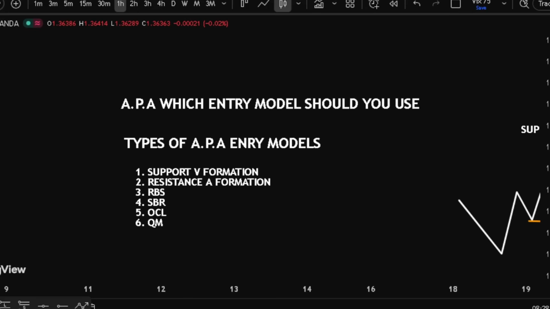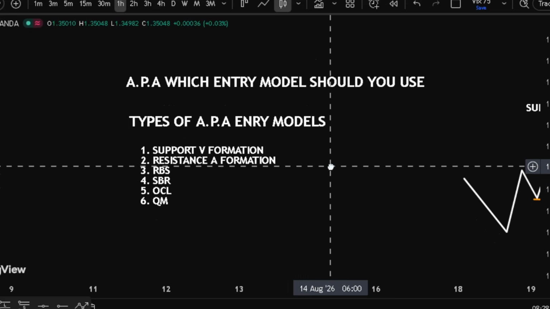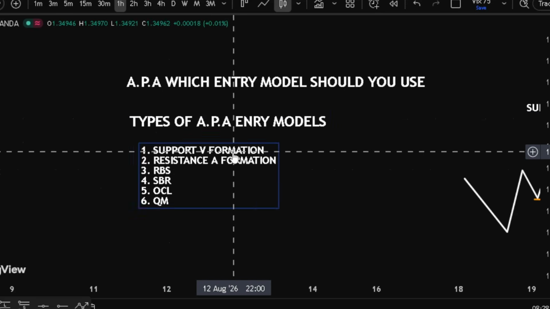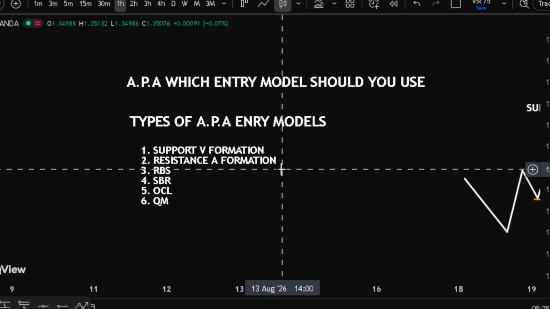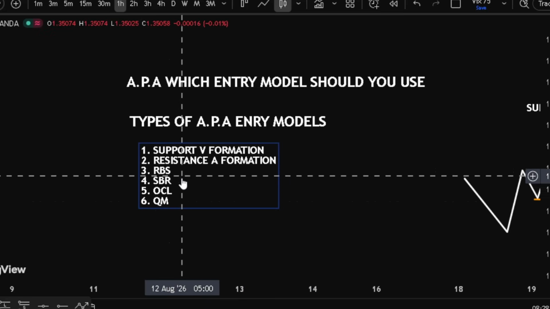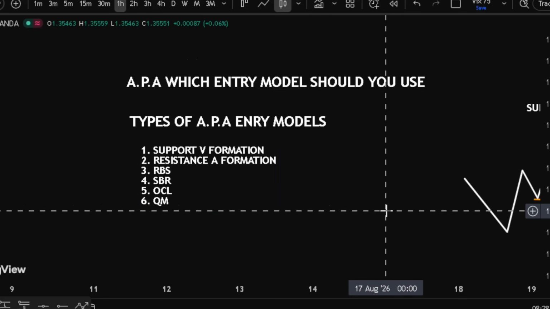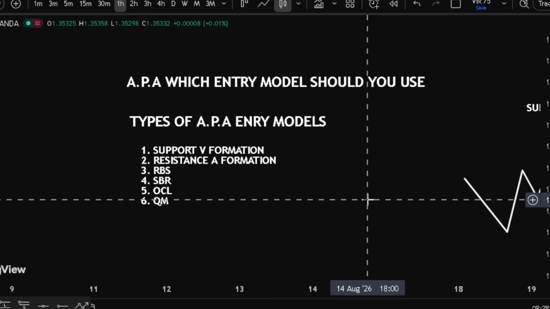So there are different types of A.P.A entry models, like I've said. We do have 6 of them, and the ones that we do have are the ones I've shown you: the support V formation, resistance A formation, we have the RBS, SBR, OCL, and the QM model. So I'll be taking you through a recap of each and every one of those, just to show you how the models look, and how you can actually get to trade with them.